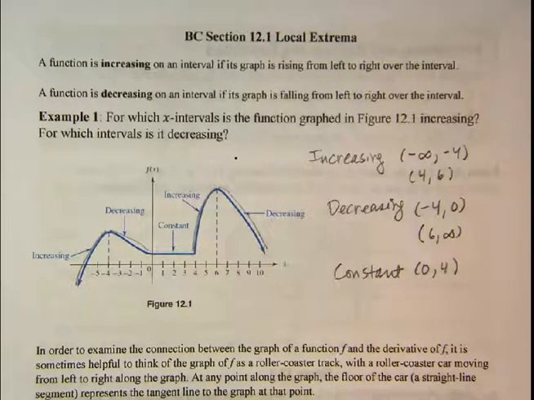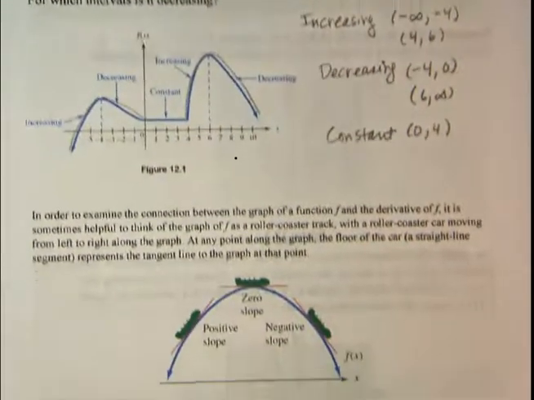Now, in order to examine the connection between the graph of a function f and the derivative of f, it's sometimes helpful to think of the graph of f as a roller coaster track, with a roller coaster car moving from left to right along the graph. So at any point along this graph, the floor of that car, which is like a straight line segment, represents the tangent line to the graph at that point. So notice on our picture here, oh, and you can't even see the picture yet. Let me move it up.